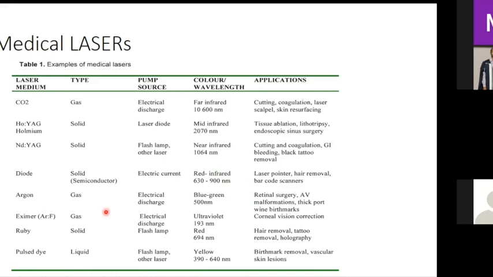it's a gas, as we know. It has an electrical discharge, and a low or short wavelength. It's used for retinal surgery, AV malformation, thick port wine birthmarks. I don't know what that is. I'll stop there, because I just wanted to show that at different wavelengths there's different penetration.